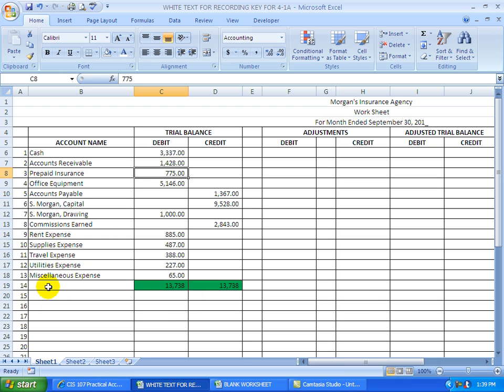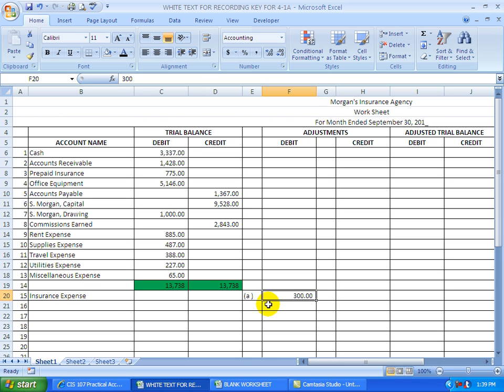So I'm going to go down here, I'm going to skip this line because there's a total, and we're going to write insurance expense. Now, we label our adjusting entries like A, B, C, D, E, etc. And so this is going to be our first one. So this is the A debit, and it's going to be for $300. So we are planning that we need to debit insurance expense for $300.